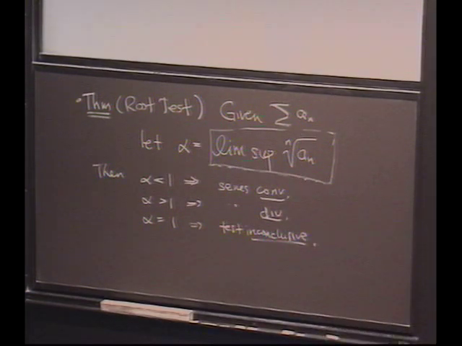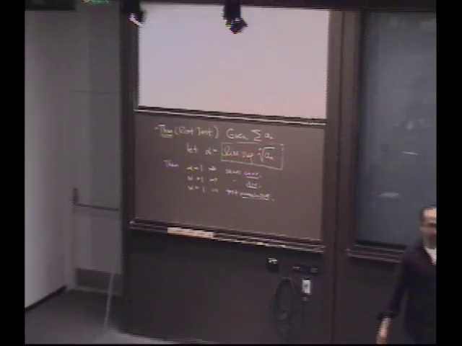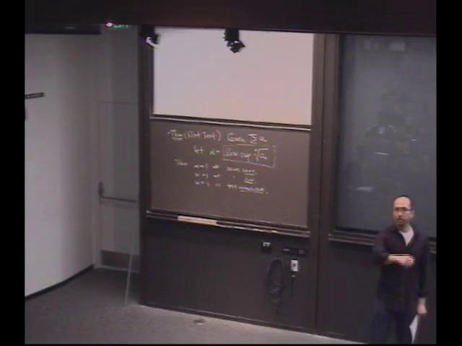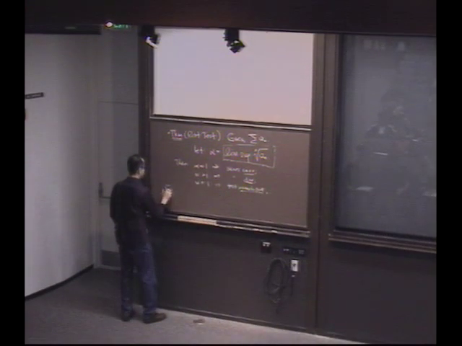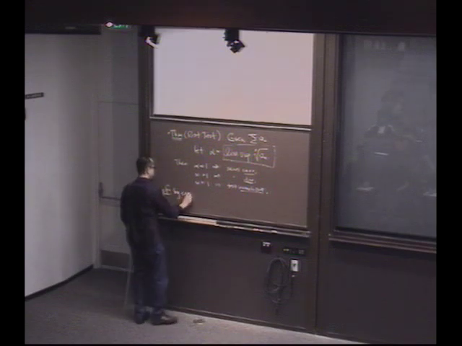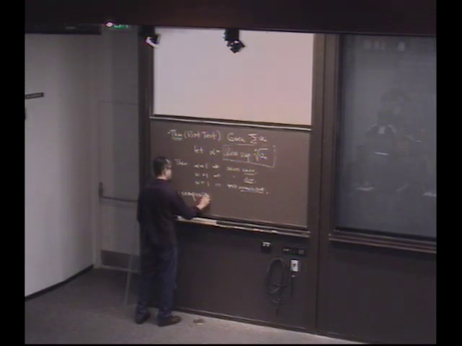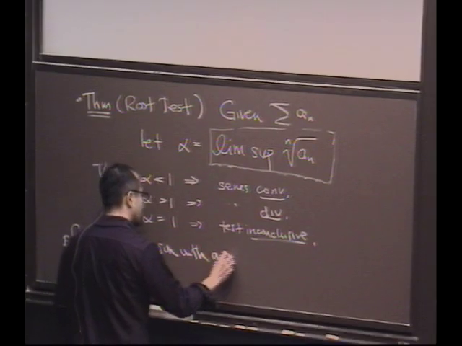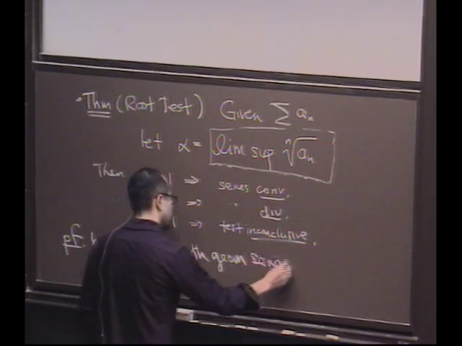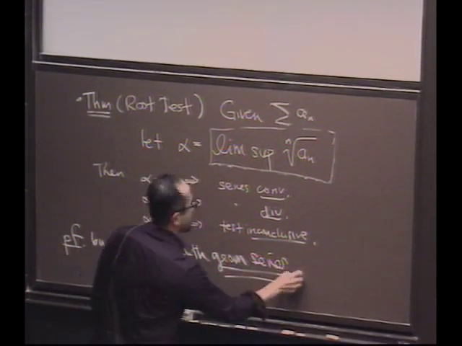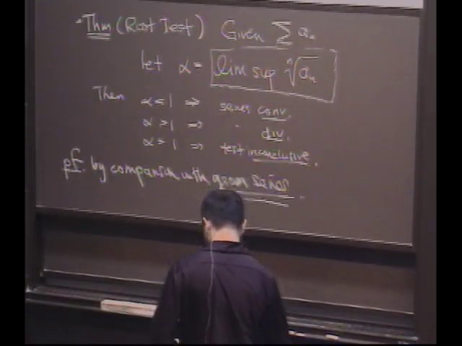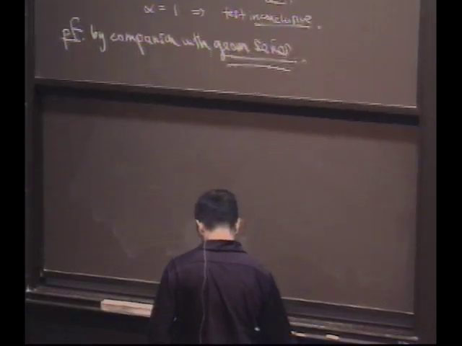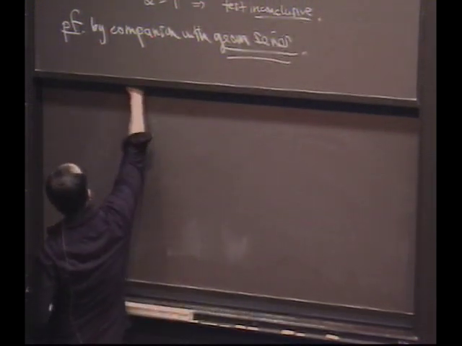Geometric. Excellent. It's geometric. So what do you think we're going to do to show that this thing converges? We're going to make a comparison with the geometric series. Wonderful. Okay, so that's our plan. So our proof is by comparison with the geometric series. That's the whole idea. Almost all the good comparisons are ones with the geometric series.